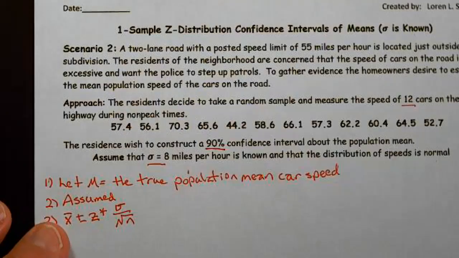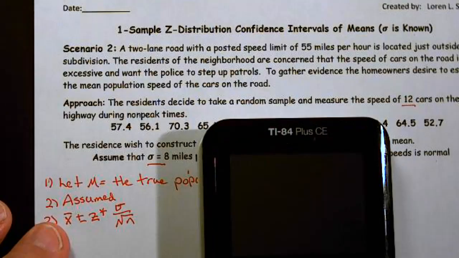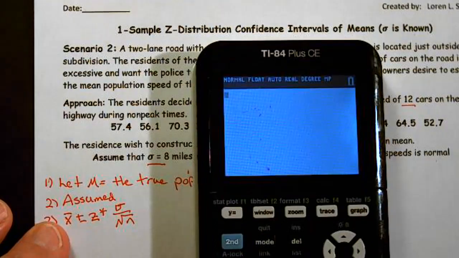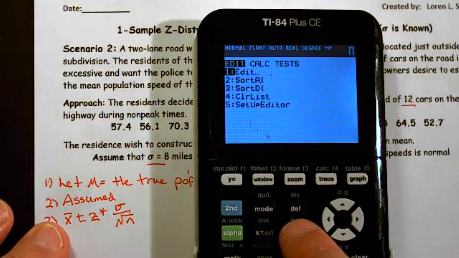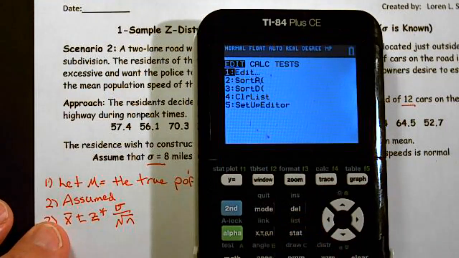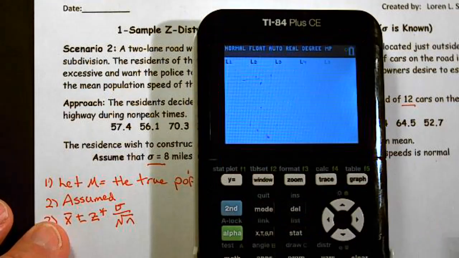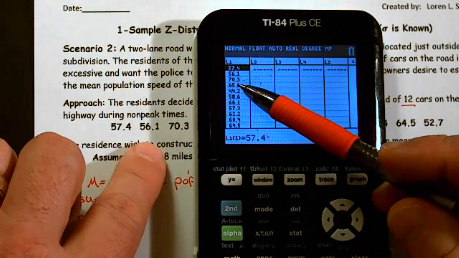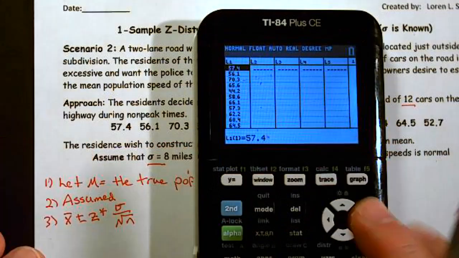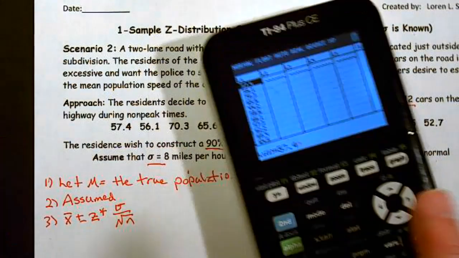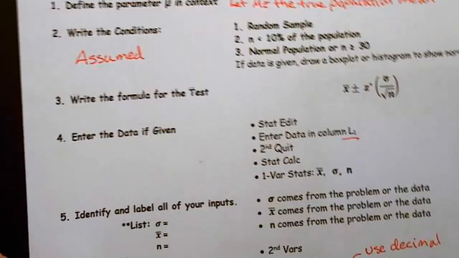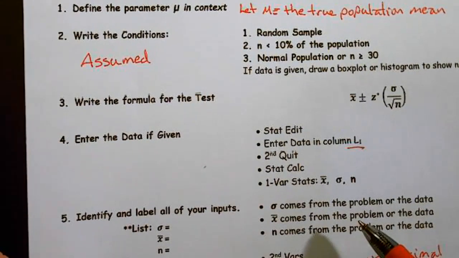All right, well, I've kind of worked ahead and done that, so you may need to pause the video to do this. I'm going to press stat, which is in the middle of the calculator, and edit's highlighted. I'm going to just go ahead and press enter. And then I typed in 57.4, 56.1, 70.3, etc., until I had all 12 data points entered.